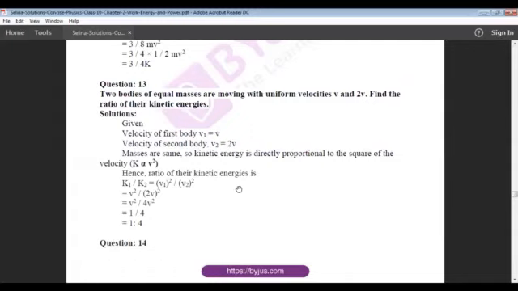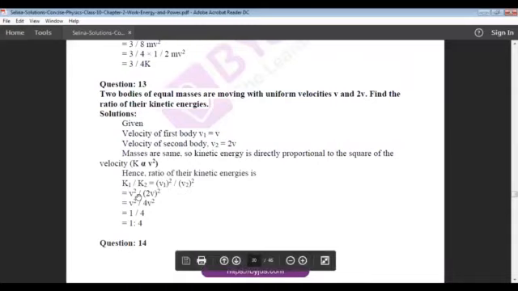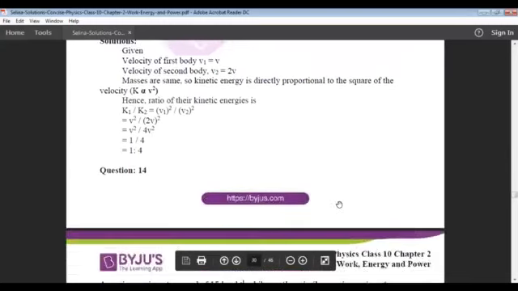So what we will do is take the ratio of kinetic energies, K1 by K2. K1 is directly proportional to V1 square and K2 is directly proportional to V2 square. V1 is V itself, but V2 is 2V. So if you square it, you will get V square divided by 4V square, and the ratio will be 1:4.